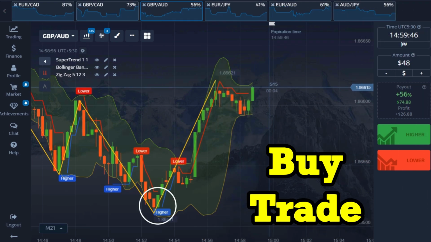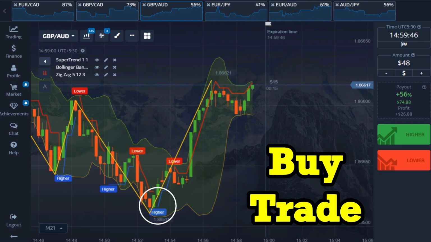For buy trades, wait for the candle to touch or close below the lower Bollinger Bands line. The zigzag line should appear below the candle. If the Supertrend indicator then generates a buy signal, you can take a buy trade.